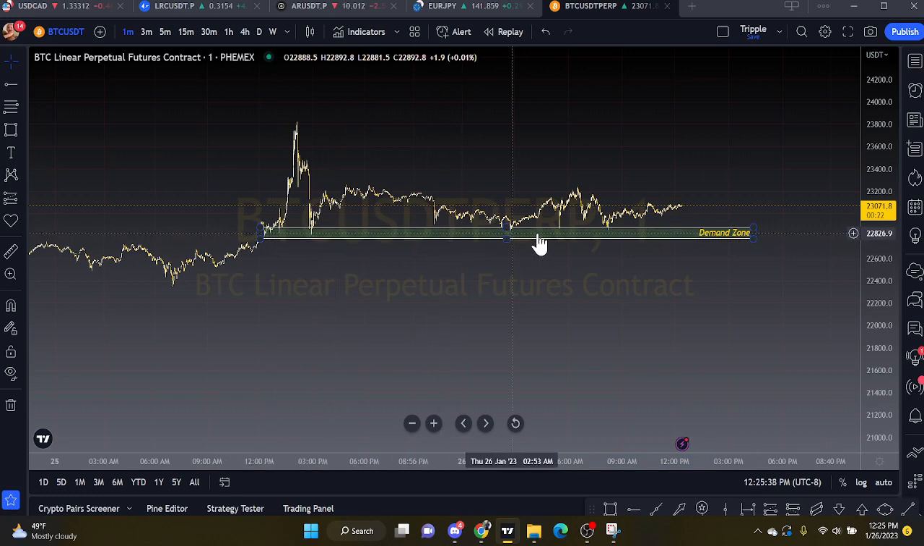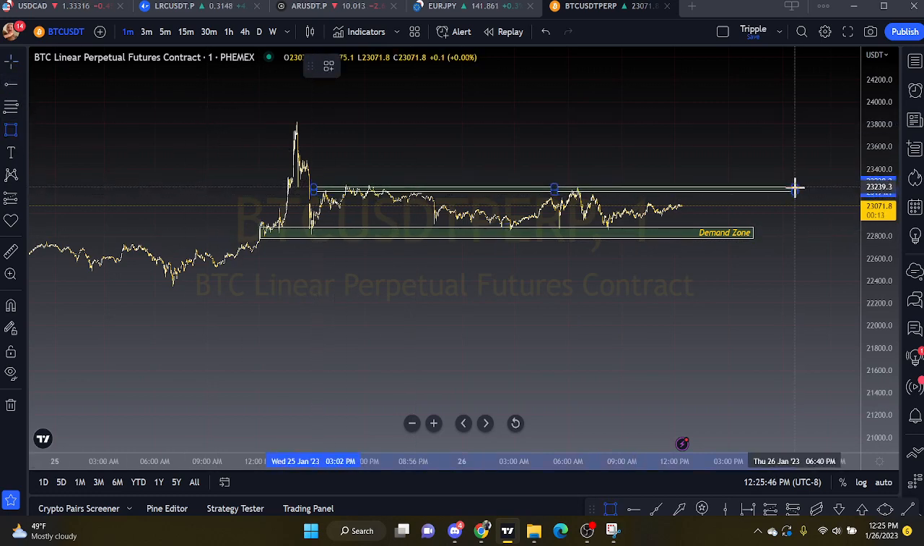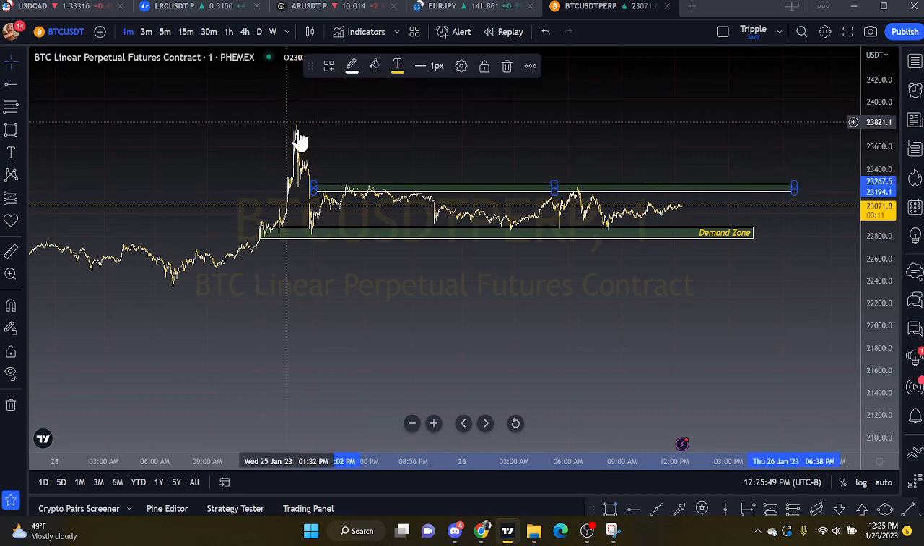A few points, right? One, two, nice little run up, run up, run up, right? That's it. That's your demand zone. Supply would be more or less something like this. And I'm guessing the order block would be on this one, right? It would be from the top, from there.